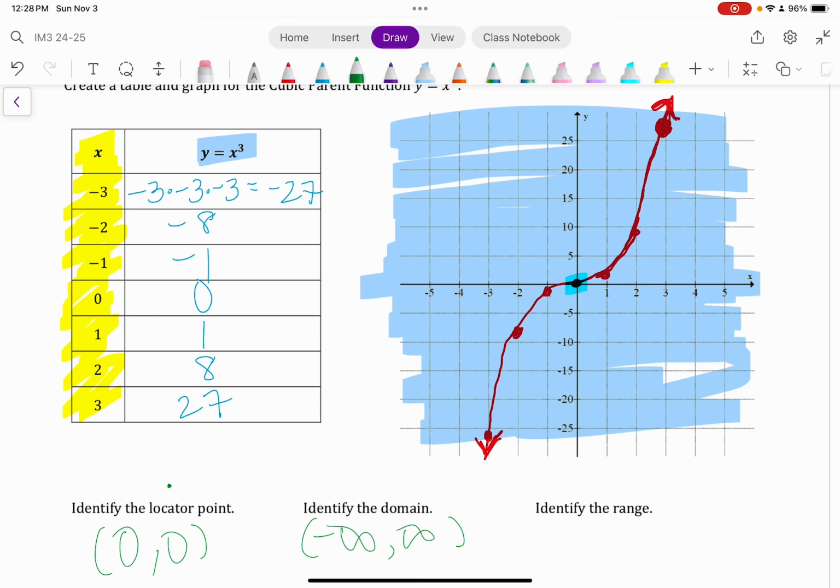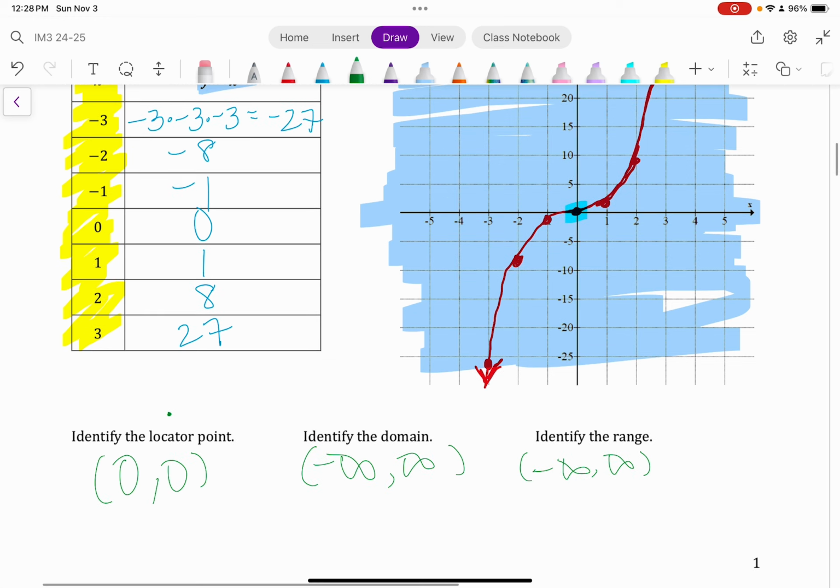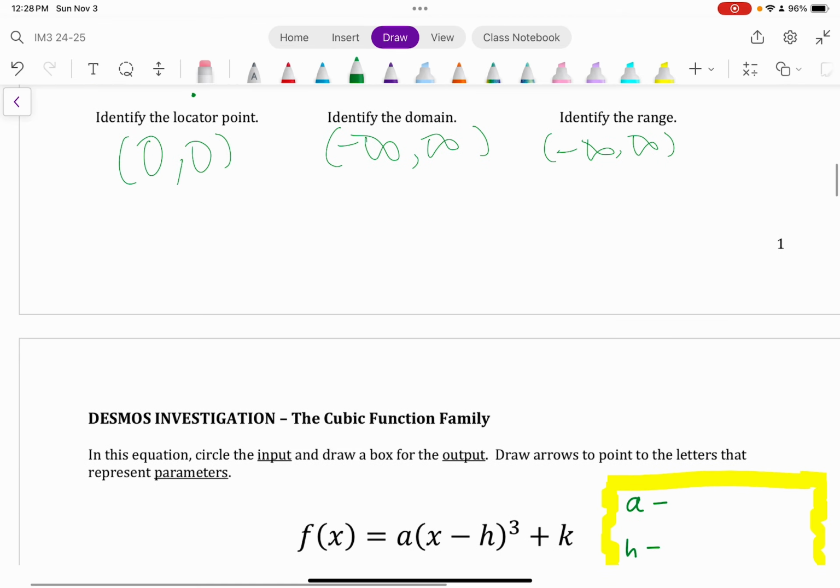The range is the same. Instead of going left and right, now we're looking at up and down. We're going down forever towards negative infinity and up towards positive infinity, which gives us the following range. Okay, great.